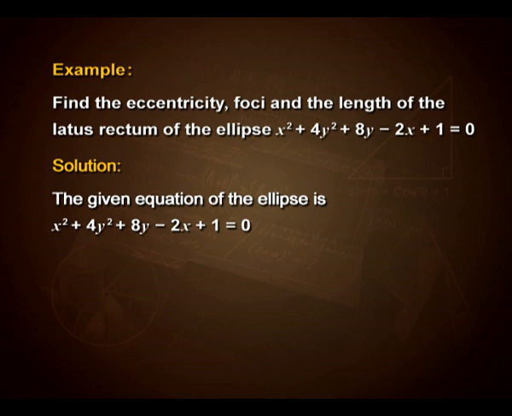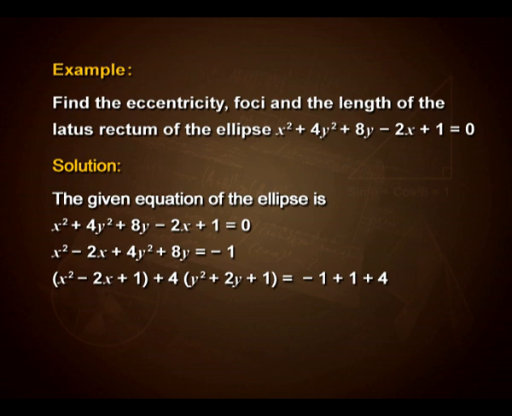plus 1 is equal to 0, which can be simplified as x square minus 2x plus 4y square plus 8y is equal to minus 1, which can be rewritten as x square minus 2x plus 1 plus 4 into y square plus 2y plus 1 is equal to minus 1 plus 1 plus 4. We have added 1 and 4 on both the sides in order to complete the square. That gives us x minus 1 whole square plus 4 into y plus 1 whole square is equal to 4.